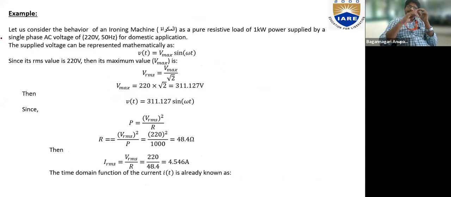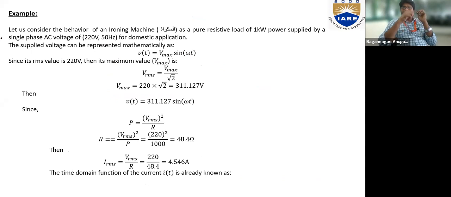So let us consider the behavior of an iron machine as a pure resistive load of 1 kilowatt supplied by a single phase AC voltage of 220 volts 50 hertz for domestic application. The supplied voltage can be represented mathematically as V of t is equal to Vm sin omega t. So what should be done? What is to be done?